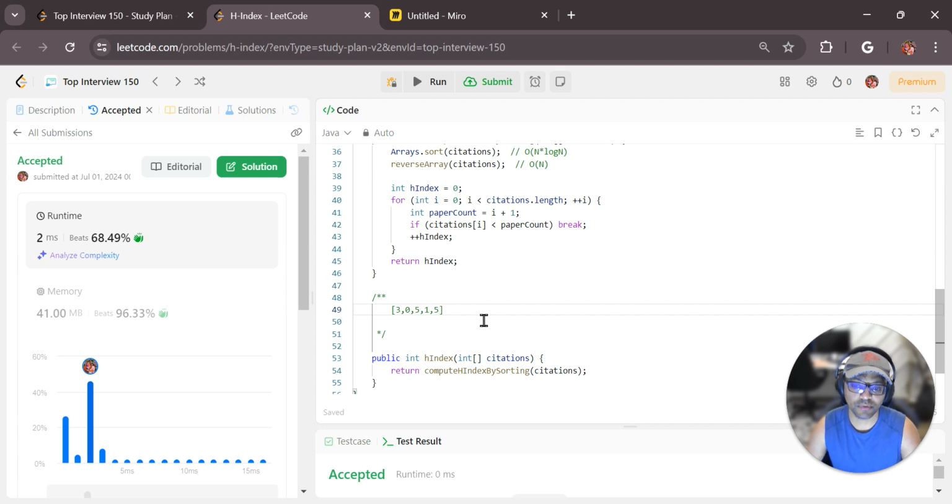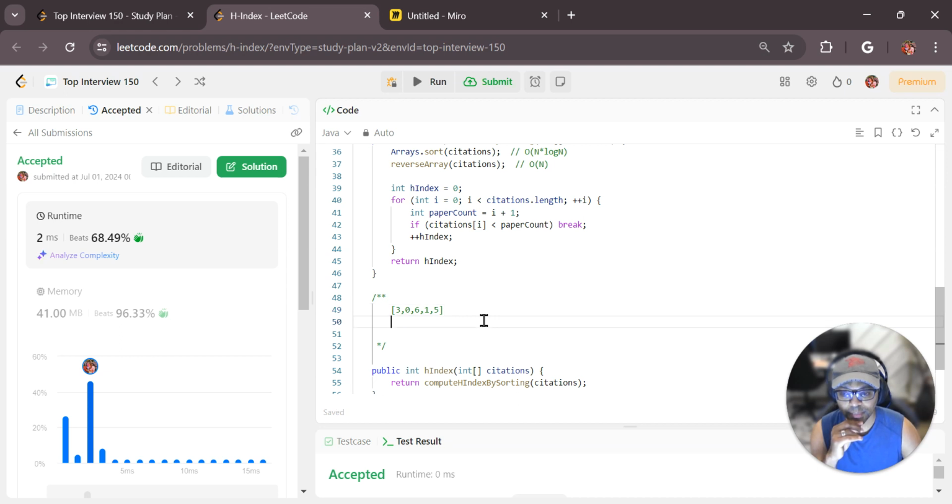And that would still give us the right answer because the number of papers is 5. So having citation, if this was even 100, it wouldn't really matter, right? Because there are only 5 papers, so your H index couldn't be more than 5. So anyway, that's one thing.